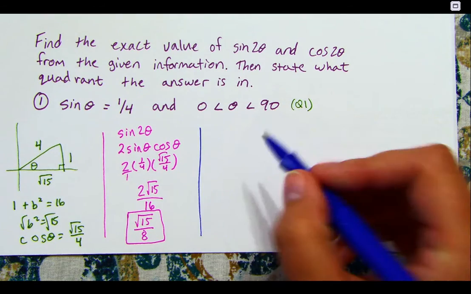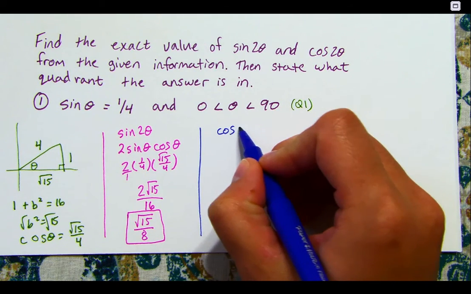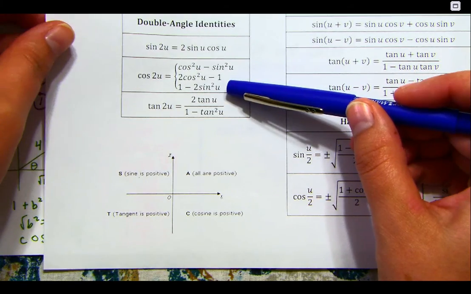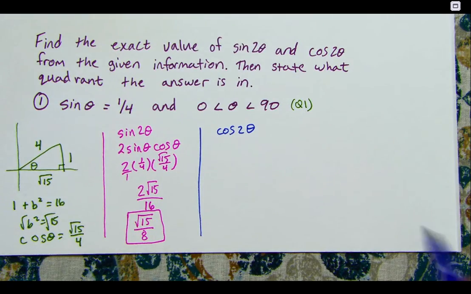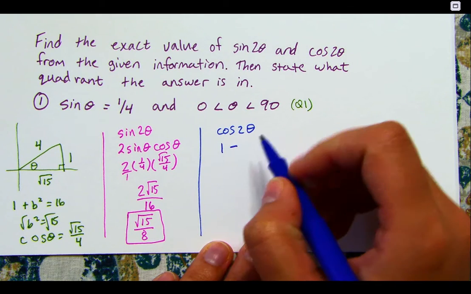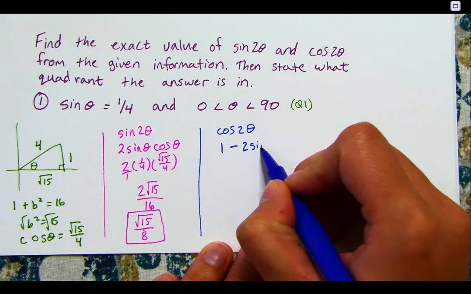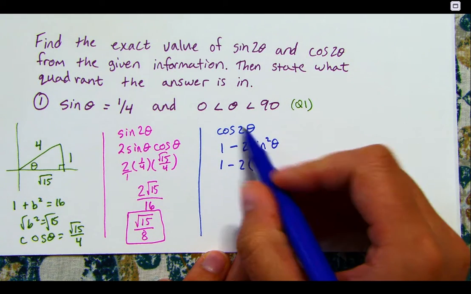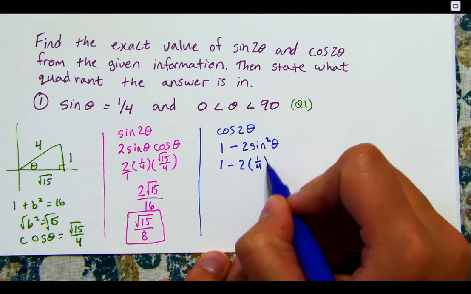All right, so next we are finding cosine 2 theta. Now we have 3 formulas to choose from. Again, it does not matter which one you choose. Since we are given sine, I'm going to choose that third one again. So that was 1 minus 2 sine squared theta. So we're taking 1 minus 2 times 1/4 squared.